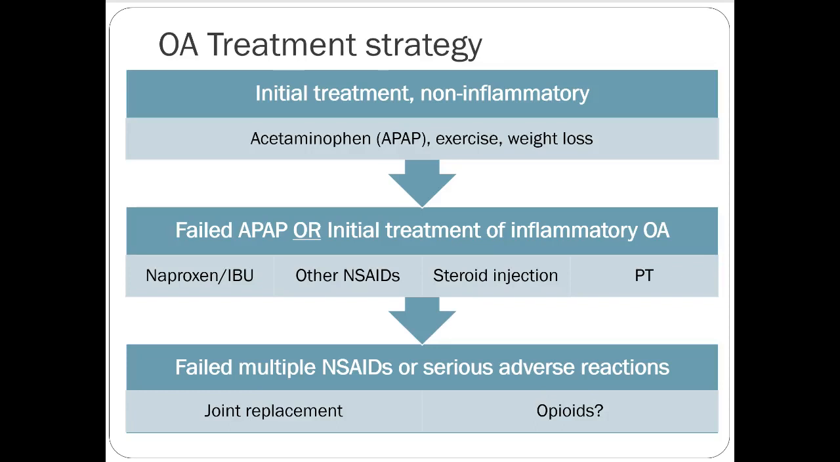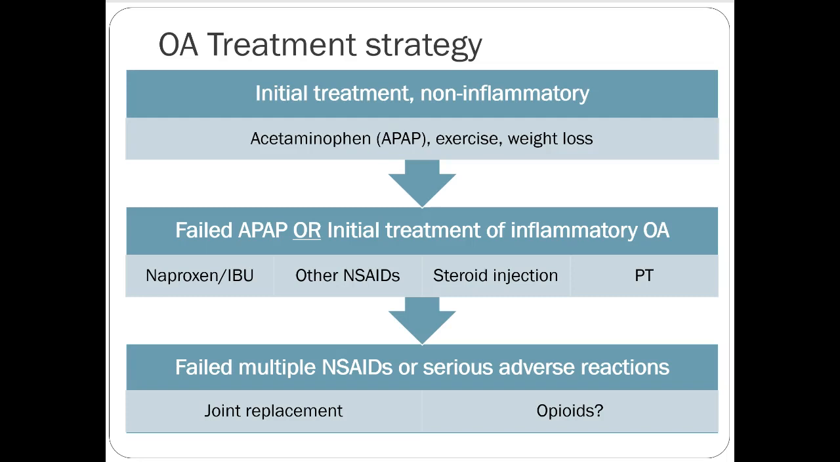Okay, so for OA, and I picked OA because it's a common pain syndrome. It represents how we treat a lot of pain, so this isn't really all that different from any other pain syndrome. Our initial treatment is going to be non-inflammatory processes: acetaminophen, exercise, and weight loss. Those are the best things we can do.